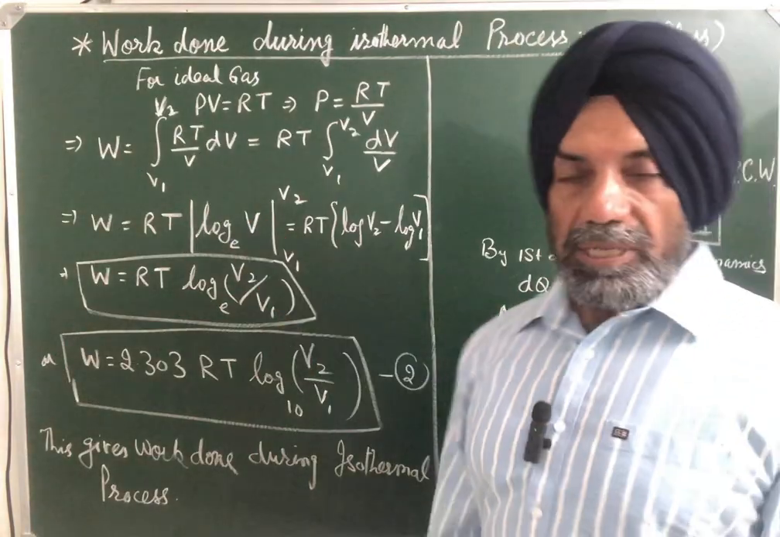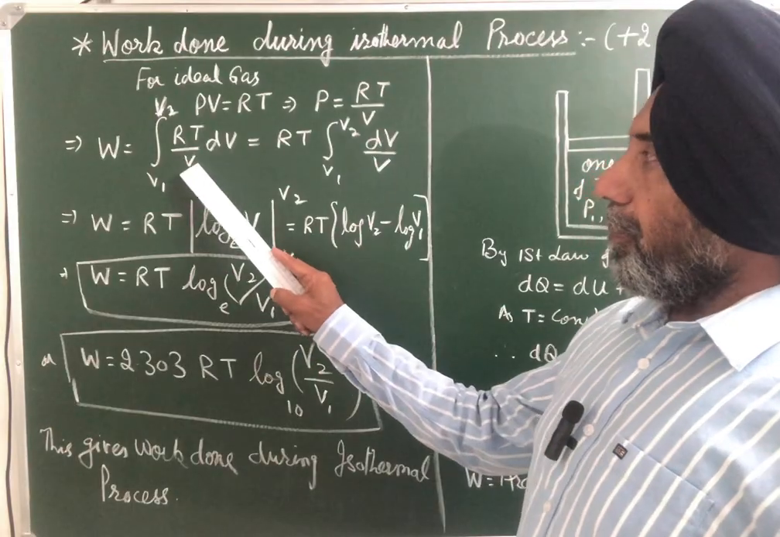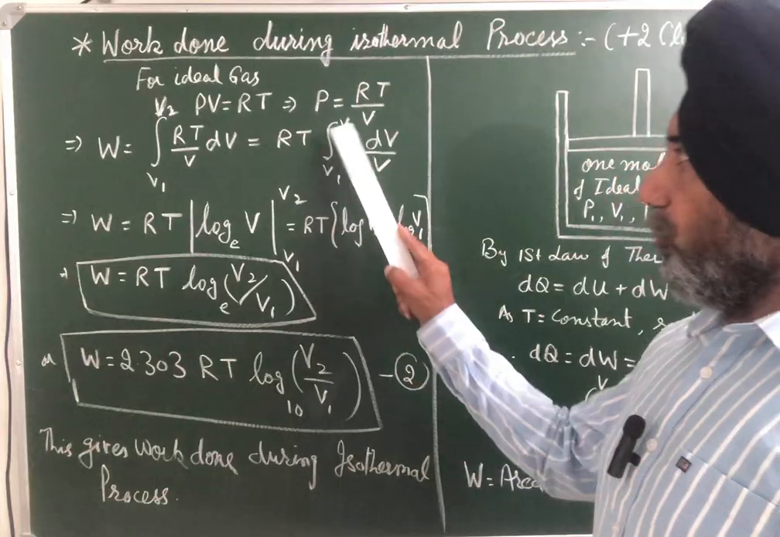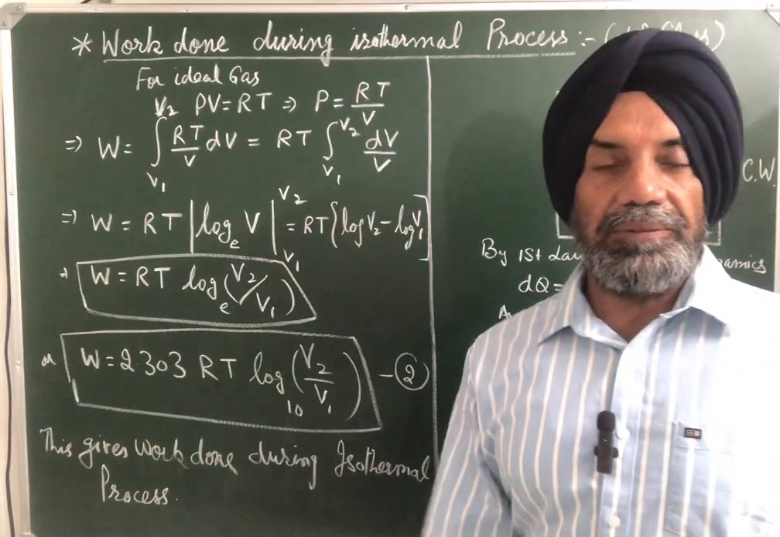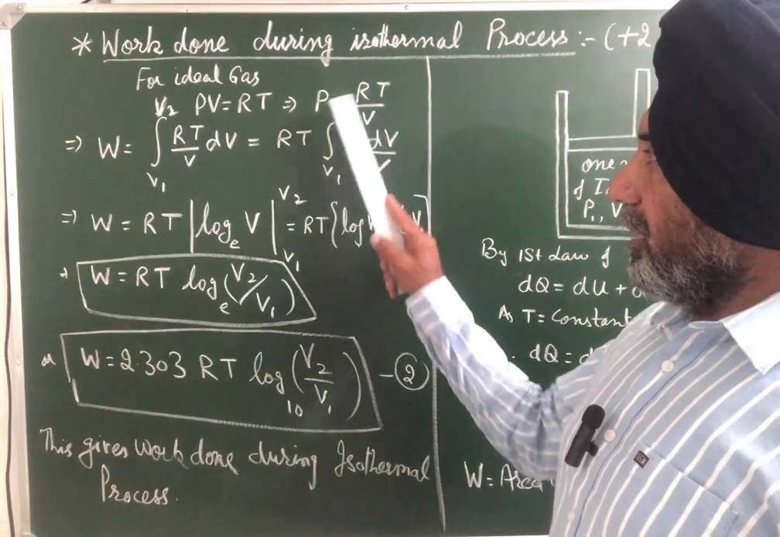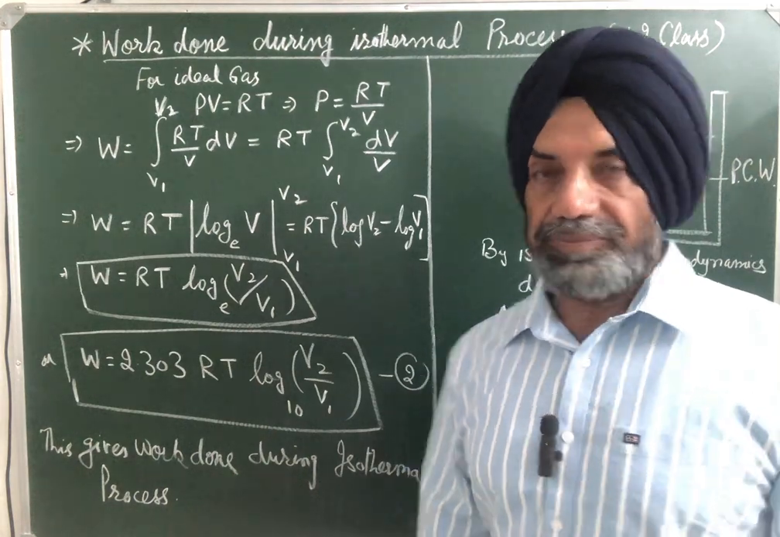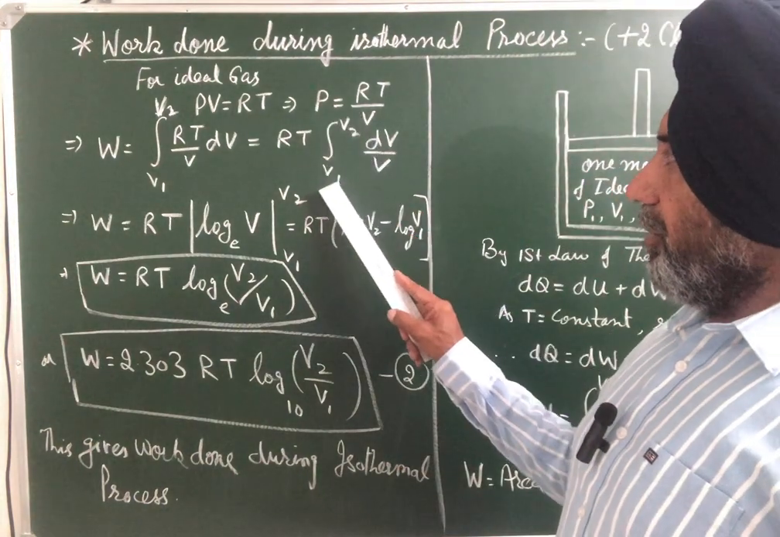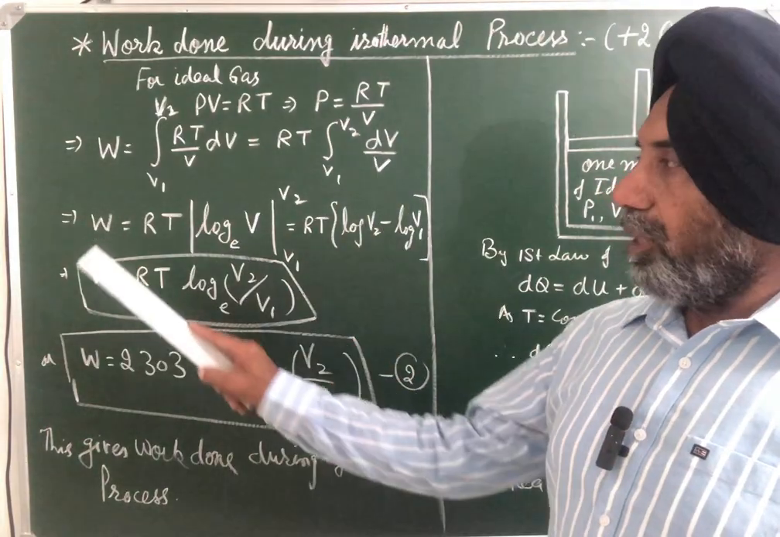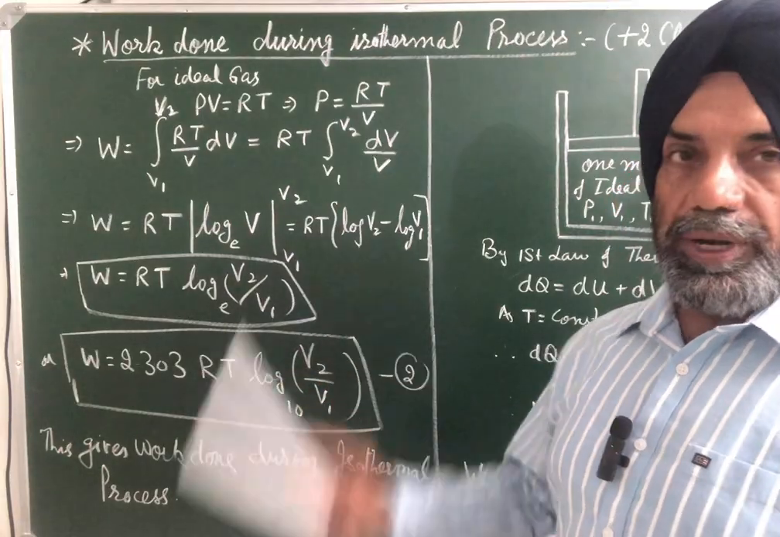Now since R is constant and temperature is kept constant, W is given by RT times the integral from V1 to V2 of dV upon V. By definition of this integral, the integral of dx upon x is log x. So it means this integral from V1 to V2 of dV upon V will be log V to the base e. So W is equal to RT log V to the base e, with limits V1 to V2.